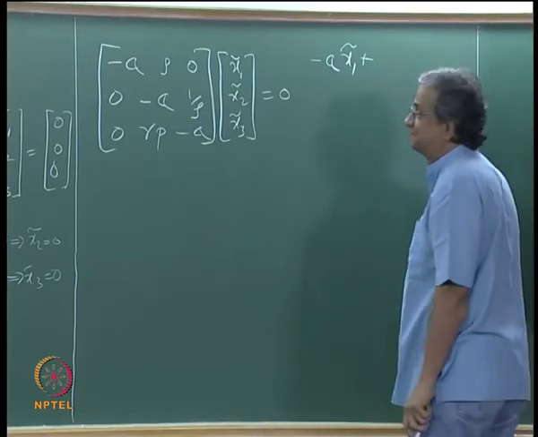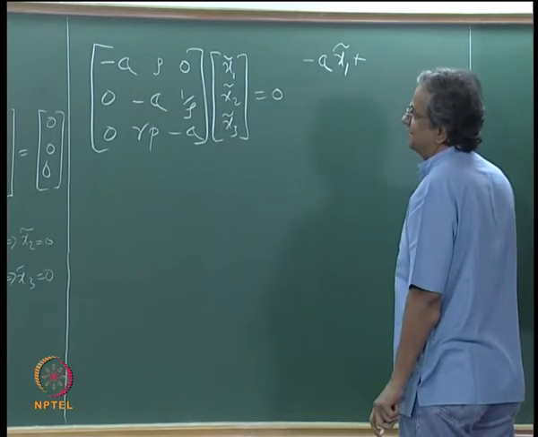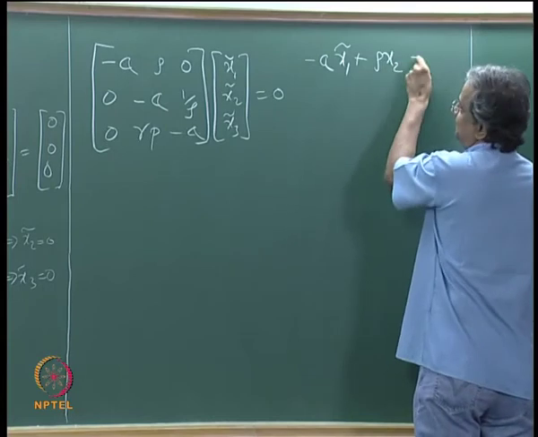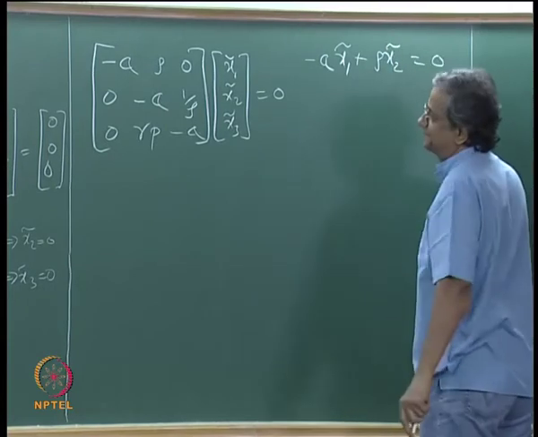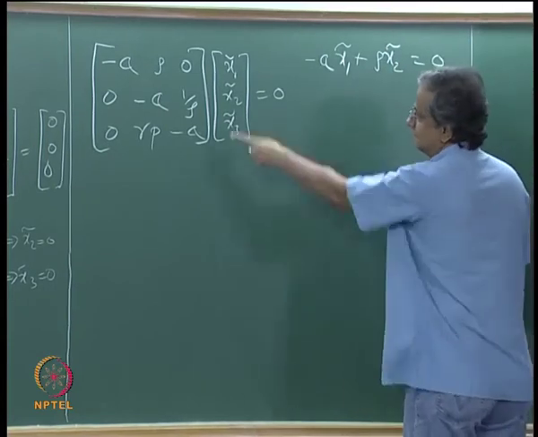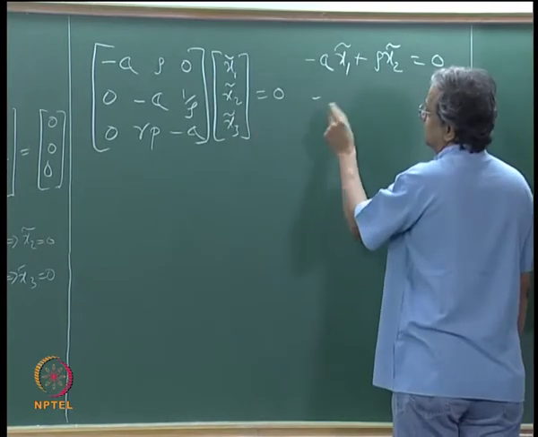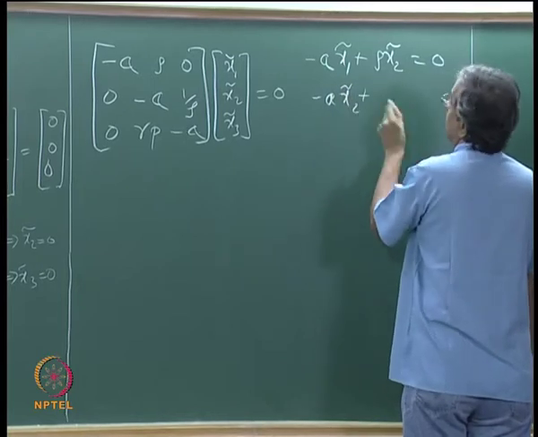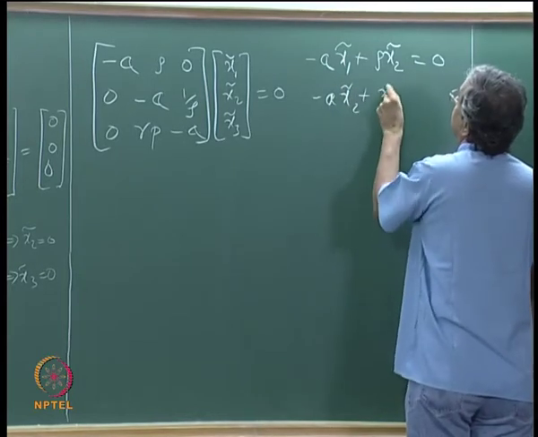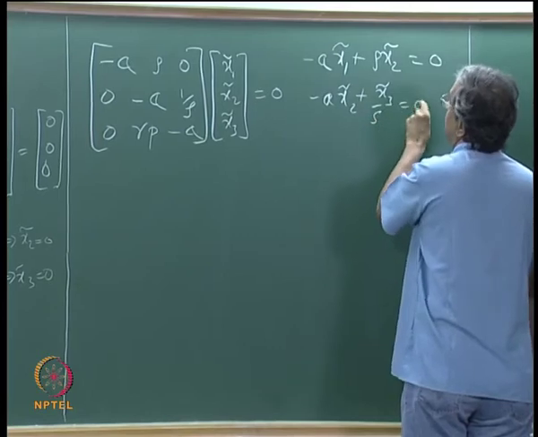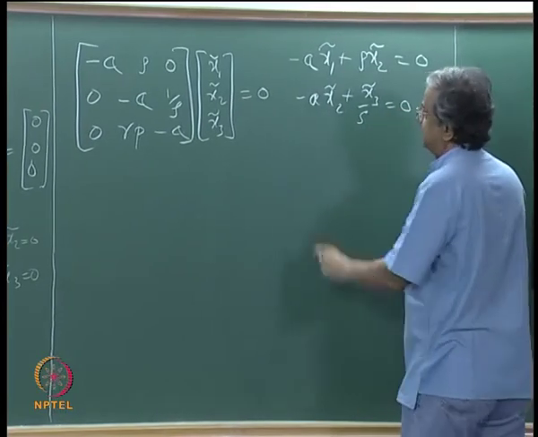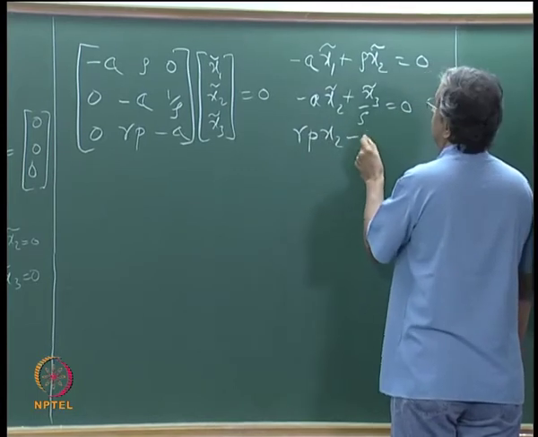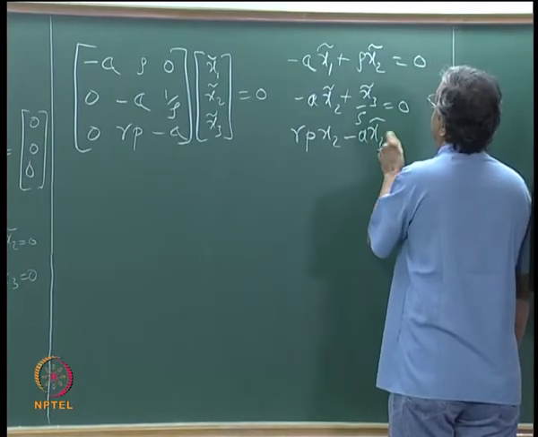But it's important, right? Minus a x1 plus rho x2 equals 0. Minus a x2 plus x3 tilde by rho equals 0. And the last one is gamma p x2 minus a x3 tilde equals 0.